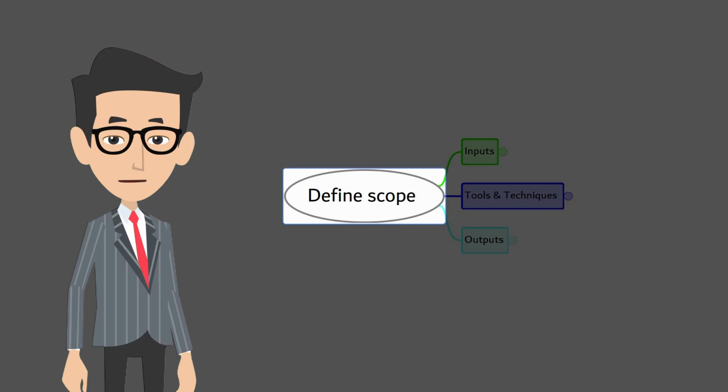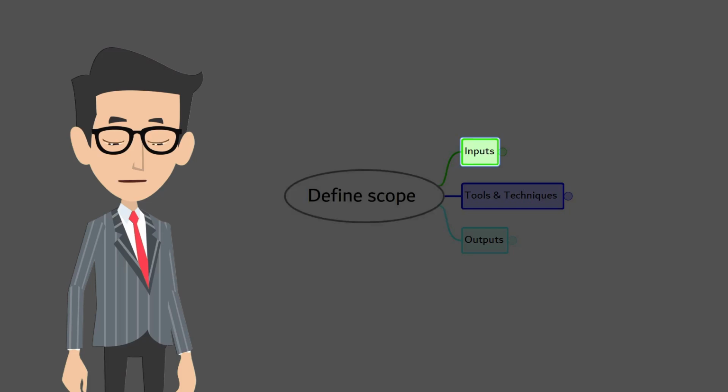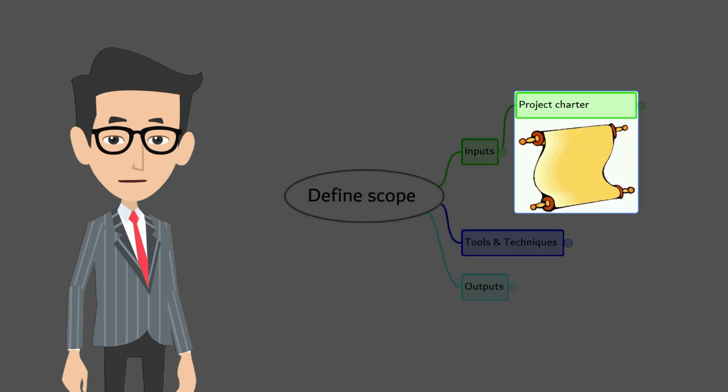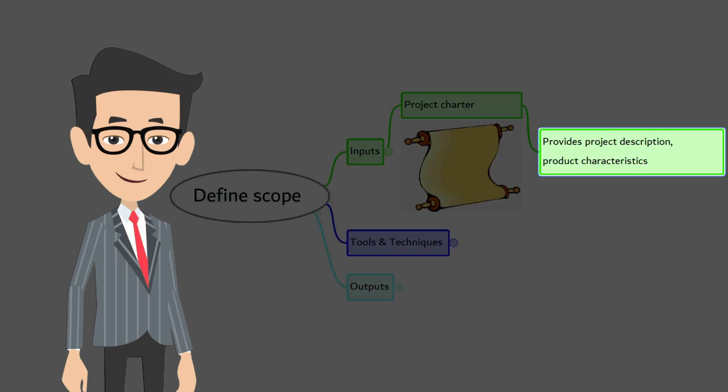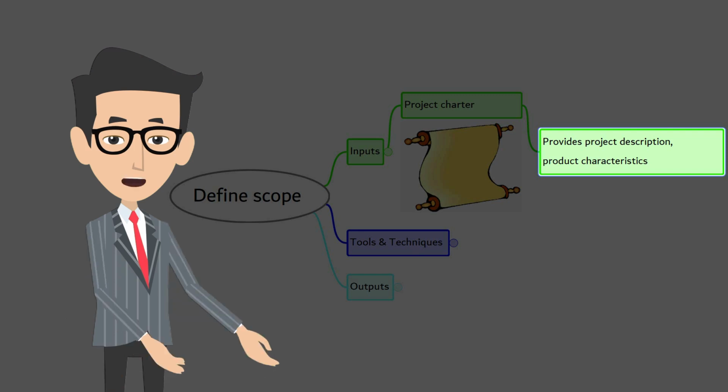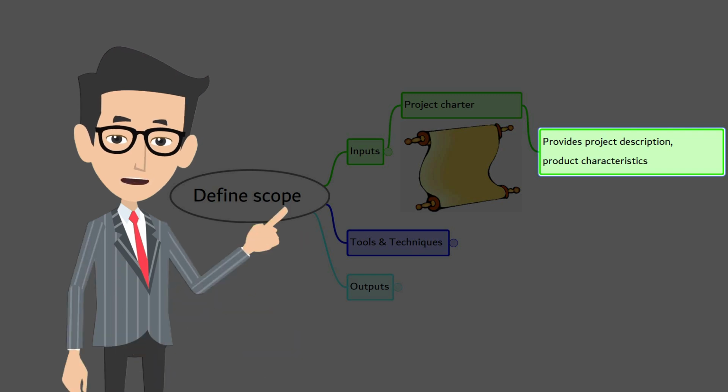Okay, now let's look at the ITTOs. As usual, first the inputs. In the list, project charter is the first one. The project charter provides the high-level project description, product characteristics, and approval requirements.